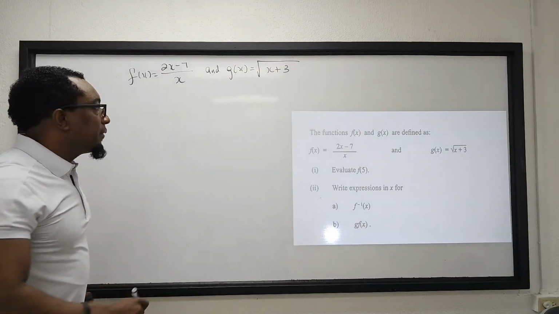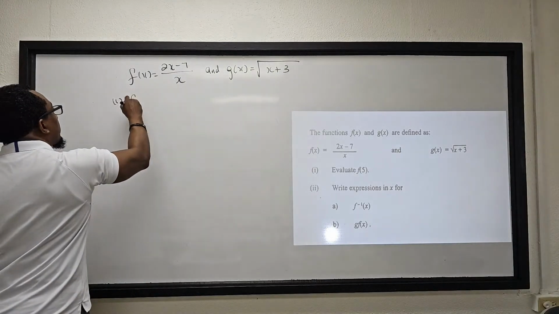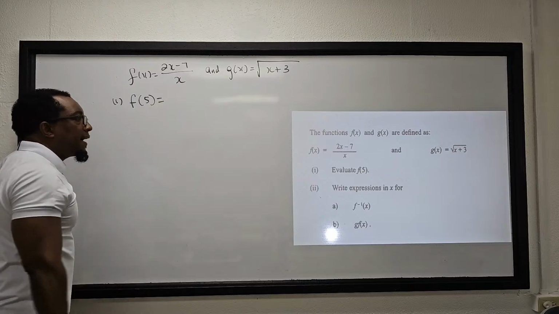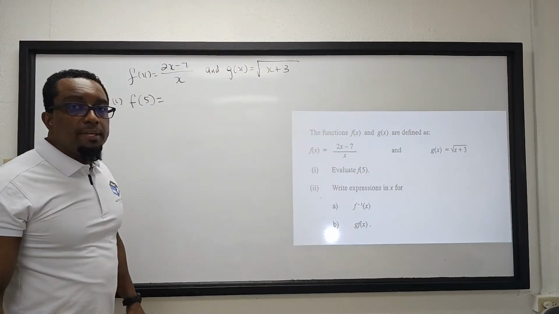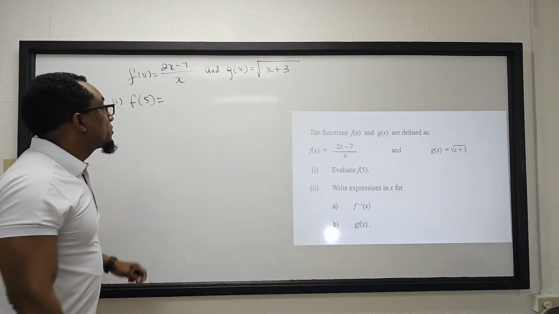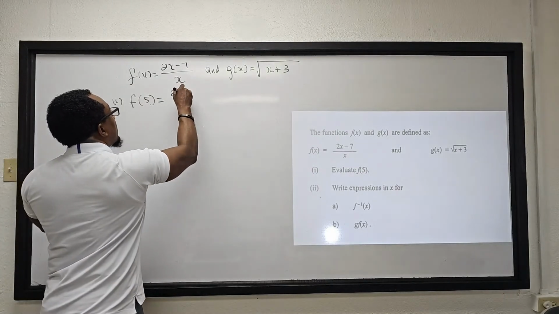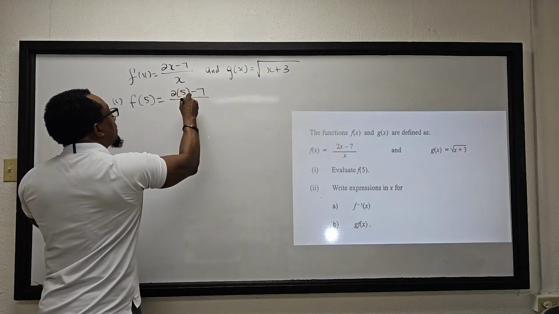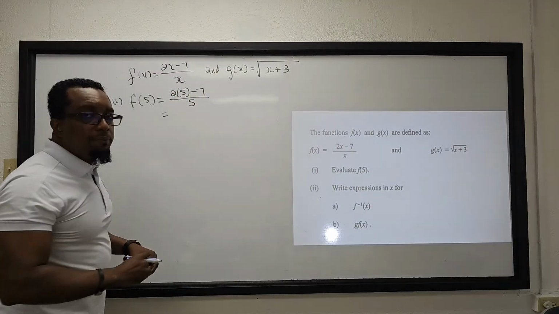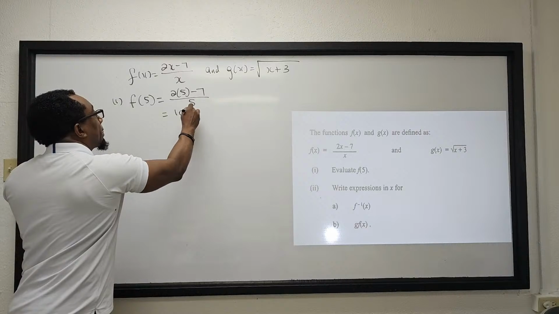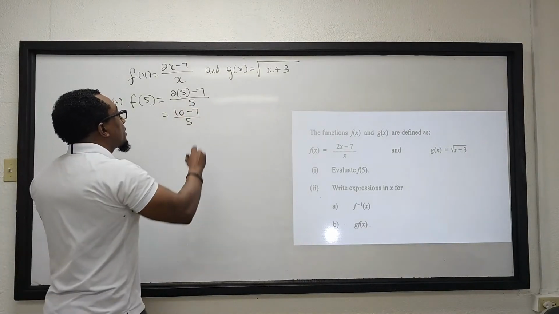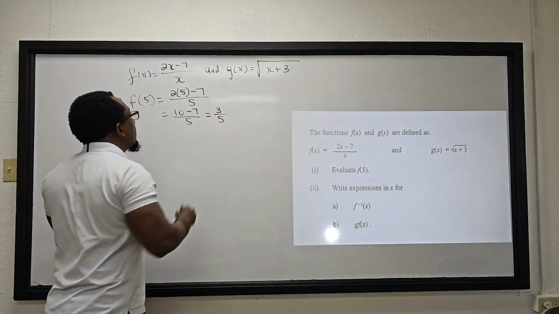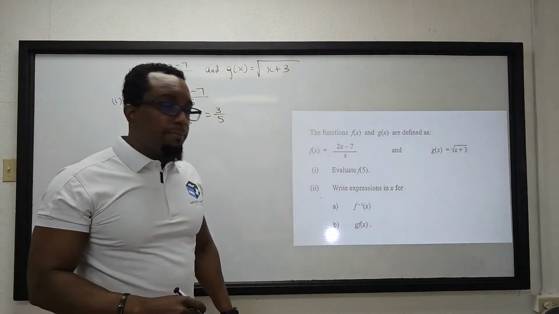So let's evaluate 1, f of 5. f of 5 means where I see x in f of x, I'm going to replace it with 5. So this is 2 times 5 in brackets minus 7 over 5. 2 by 5 is 10 minus 7 over 5. 10 minus 7 will give us 3 all over 5. So that is f of 5.